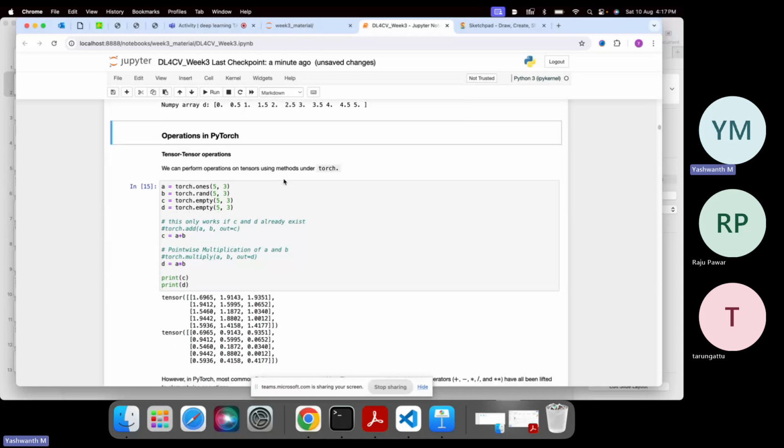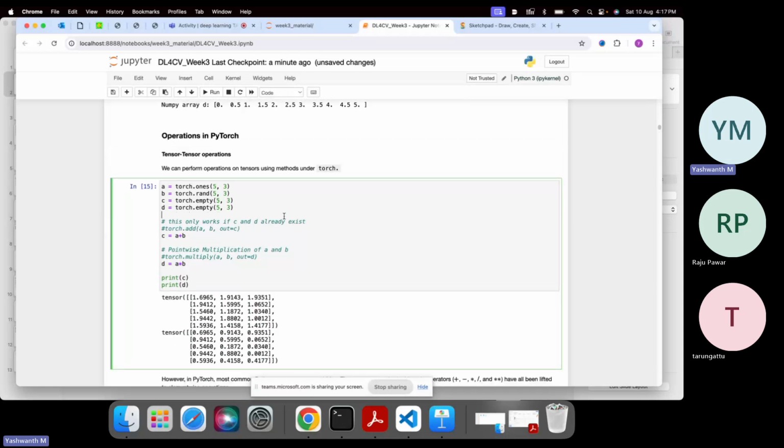Okay, so what are the common operations in PyTorch? Yeah, I think you have already seen this. This is torch.ones of 5 cross 3, which creates a 5 cross 3 tensor or matrix with all ones, and this is a uniform distribution 0 to 1 of size 5 cross 3, and these are empties. When you add the same thing, you get this. Okay?